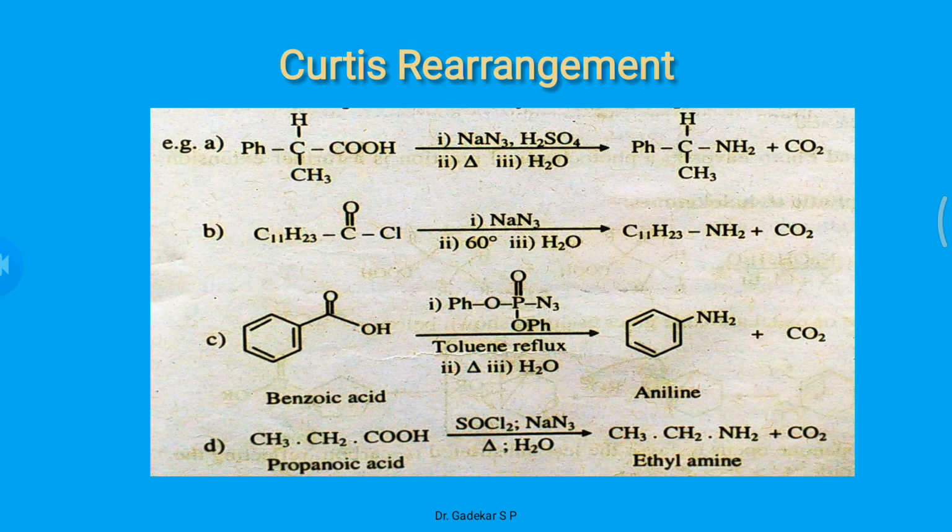In the fourth, D, propanoic acid. Propanoic acid reacts with thionyl chloride in presence of mineral acid to form acyl chloride, and then in the second step this acyl chloride reacts with sodium azide to form acyl azide. Acyl azide reacts with heat to form isocyanate, and then reacts with water to form ethylamine.